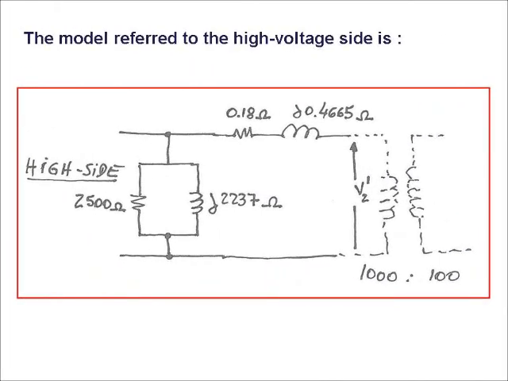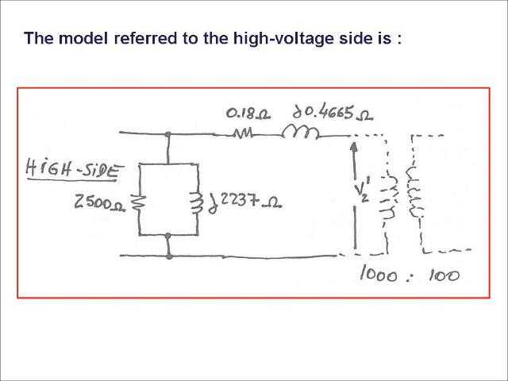So the next slide shows you the model referred to the high voltage side. We have the high side here on the left, a parallel branch of the core losses, 2,500 ohms, the magnetizing reactance, j2237 ohms. We have the lump, the merge of the resistance, R1 and R2 prime, 0.18 ohms, and the merge of the leakage reactance, j0.4665 ohms. So on the right side, we consider that we have V2 prime.